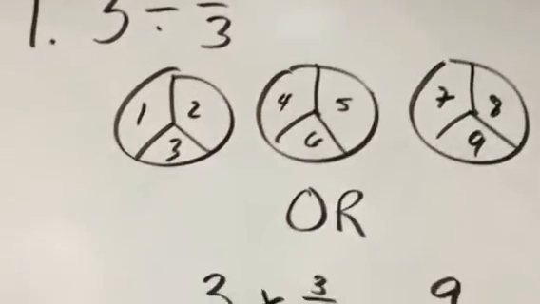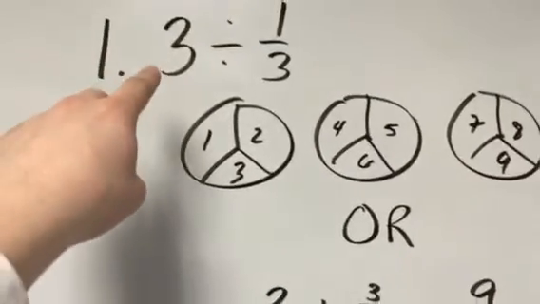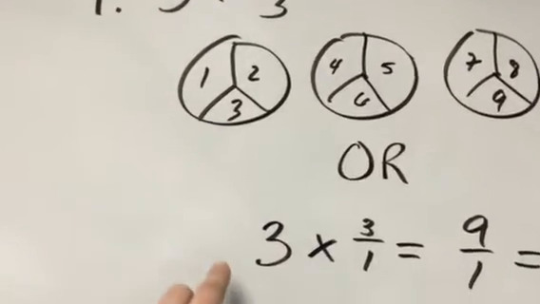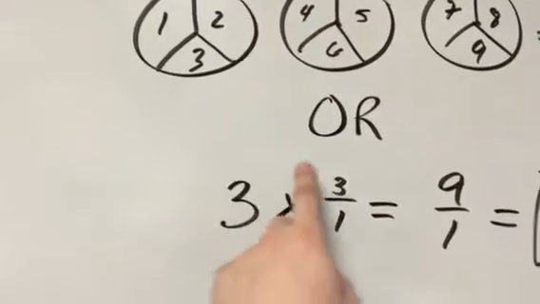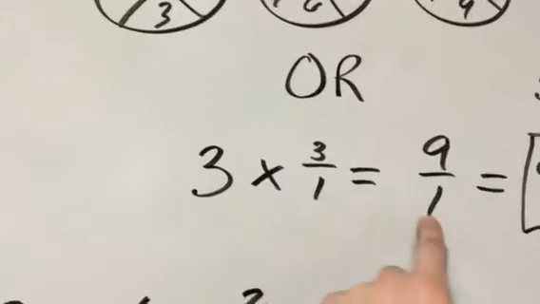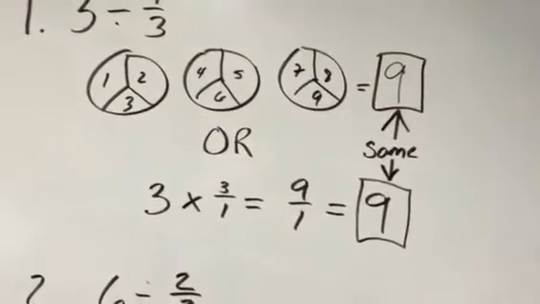Now watch when I do it by multiplying by the reciprocal. If I have 3 divided by 1/3, multiplying by the reciprocal would be 3 times 3/1. 3 times 3 is 9. 1 times 1 is 1. I get an answer of 9. Notice my answer was the same for both of them.